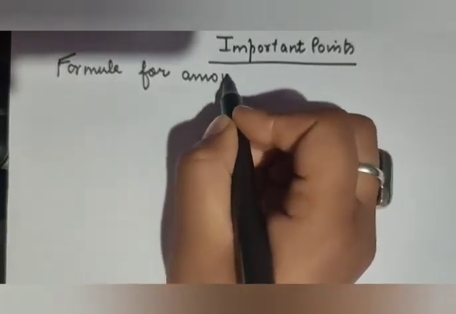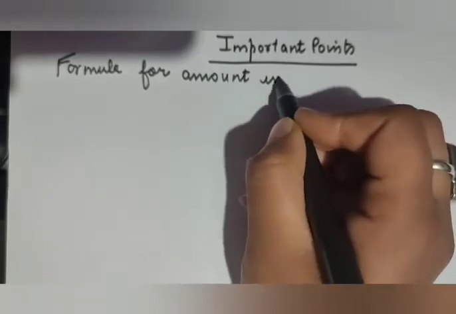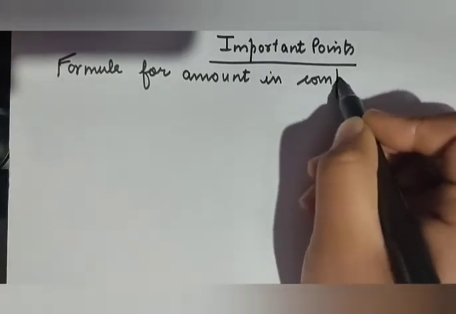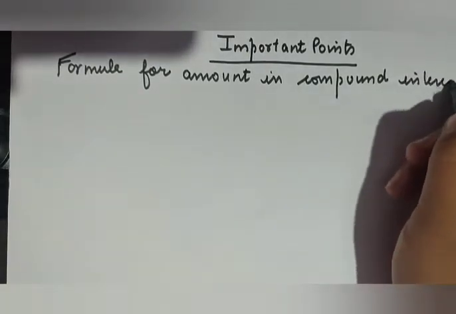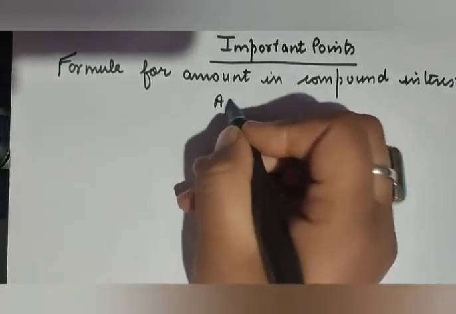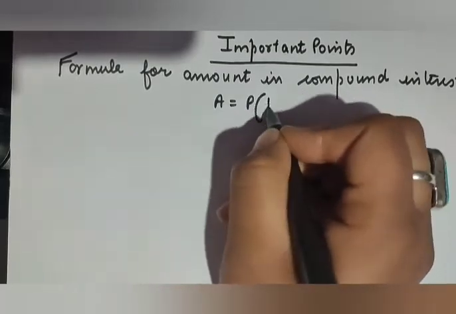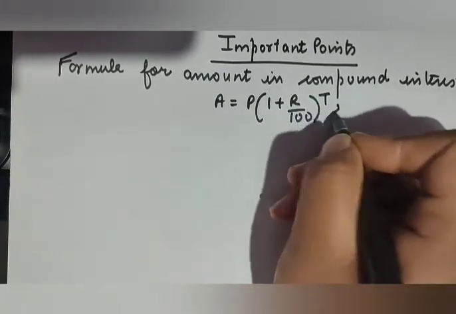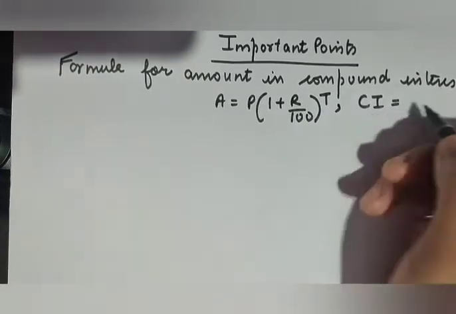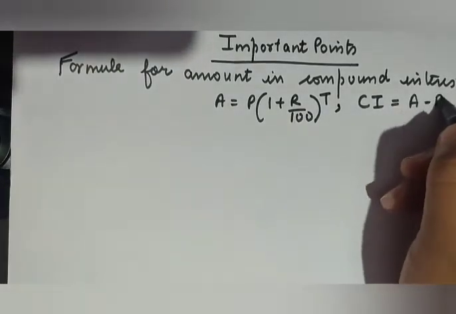amount in compound interest. Although you know this formula, I am again telling you this formula, that is A is equal to P into (1 plus R upon 100) to the power T. And if I have to find out CI, that is compound interest, the formula is A minus P here.